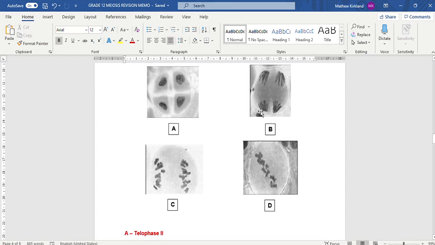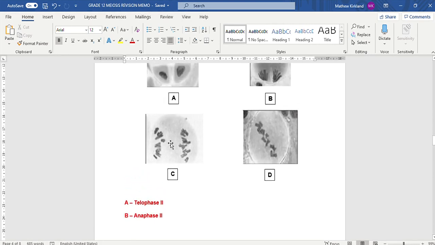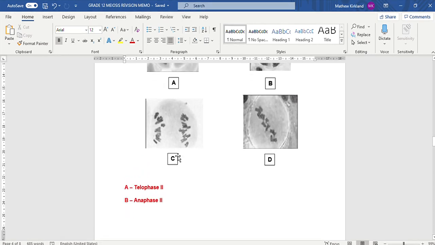But in this cell, we had cells moving from 2 to 4. In this cell, we are having cells moving from 1 to 2. And they're not lined up in the middle, they have separated, they haven't formed the nuclei yet. So clearly, C is anaphase 1. Which leaves us with D.